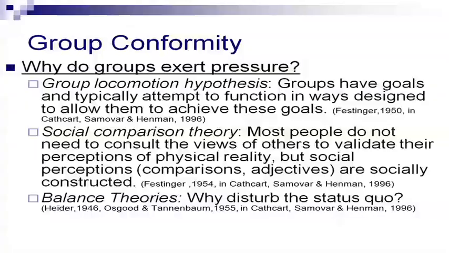It's all about perspectives, different perspectives and different perceptions within the group. Where do I think I stand? Where do others think I stand? And how will that push me in conforming to the group? Do I want to fit in? Do I want to be one of the group, or do I want to be outside of the group? So, that is the social comparison theory, again proposed by Festinger in 1954, discussed by Cathcart, Samovar and Henman in this book published in 1996.